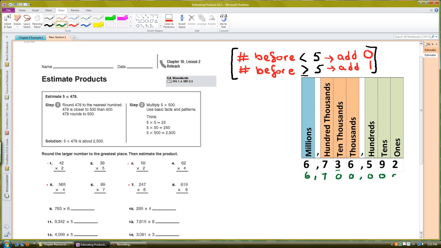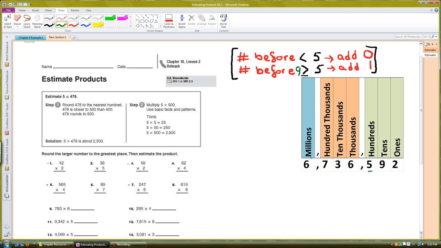So we have 700,000 even. Okay? Now if we want to look at another example where we are going to add 1, let's see what would make a good value. How about we round to the hundredths place? So we want to look at the value to the right of the 5, which is a 9. From our table above, we see that the number is greater than or equal to 5 because it's 9. So 9 is greater than or equal to 5. We're going to add 1 to the column that we are rounding to, which is the hundredths column.